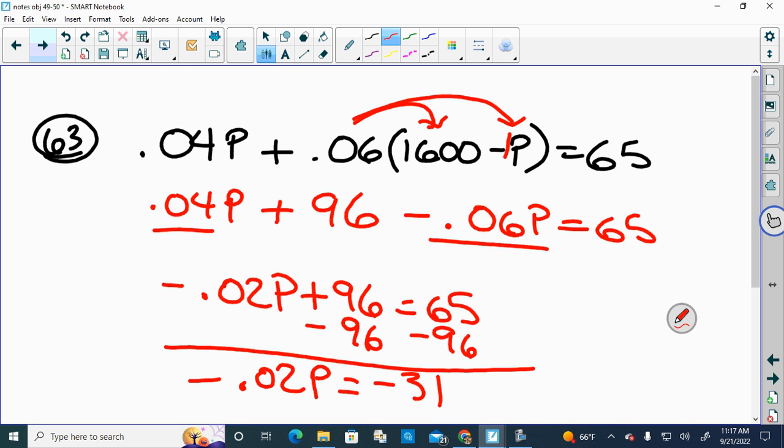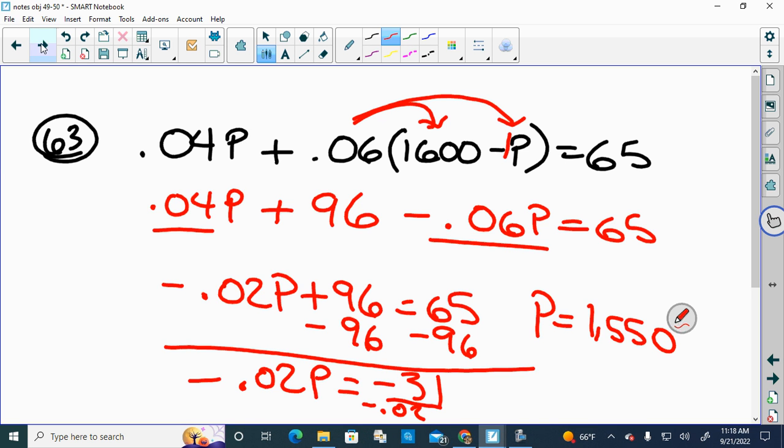Okay, what's my last step? Divide, and it's a negative divided by a negative, so it's going to change it to a positive. Okay, so when I'm going negative 31 divided by a negative 0.02, to get the P by itself. Okay, so P is 1,500. After all those decimals, I wound up changing back to a whole number. We're good?